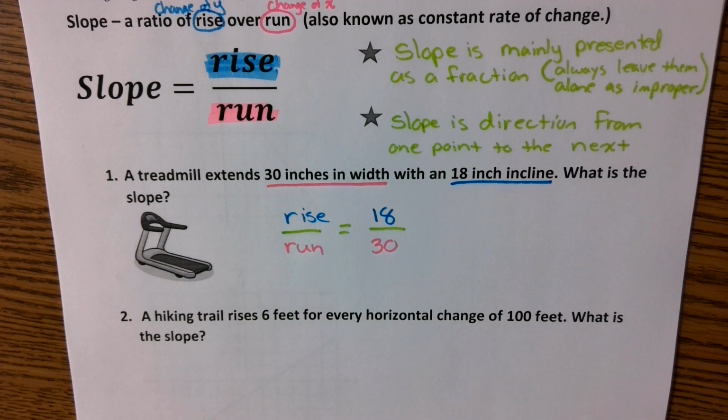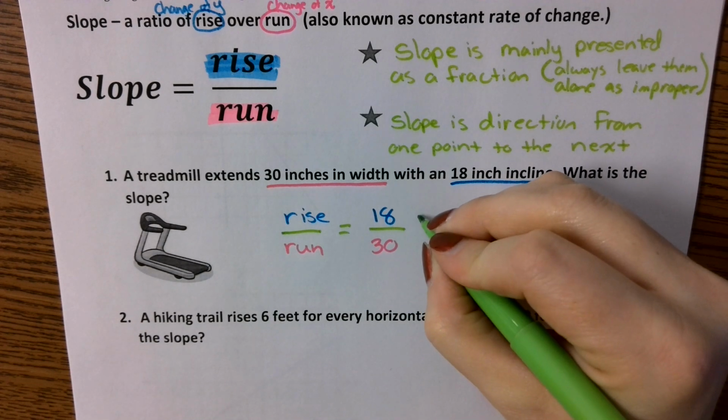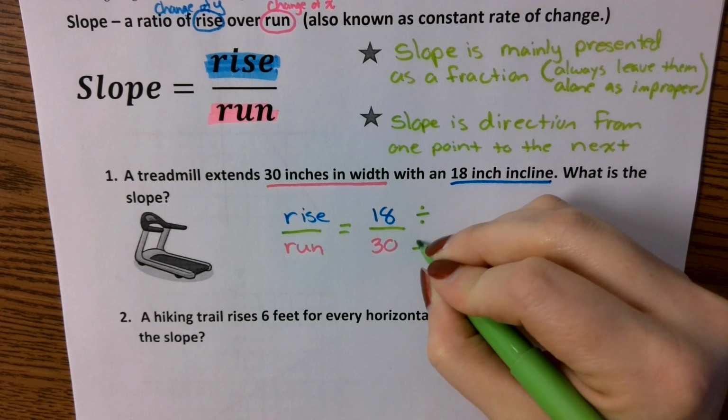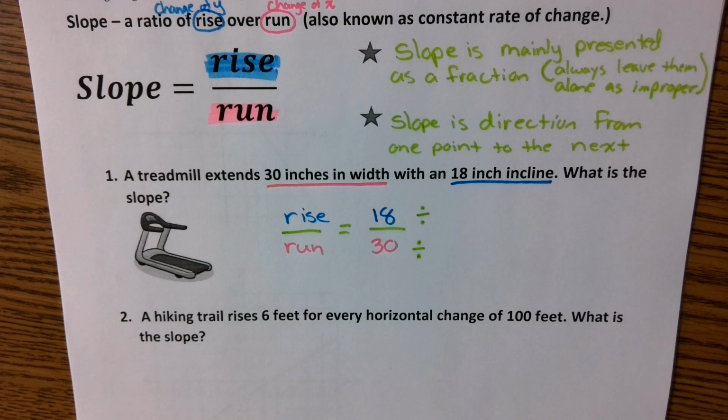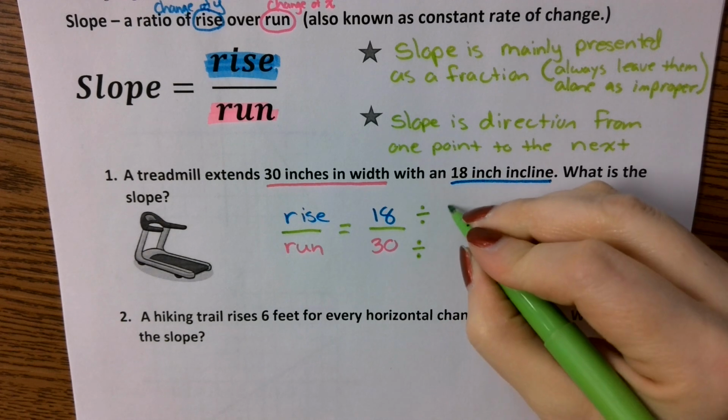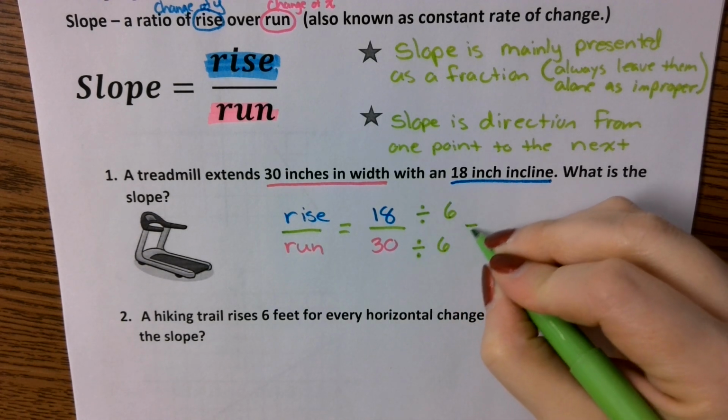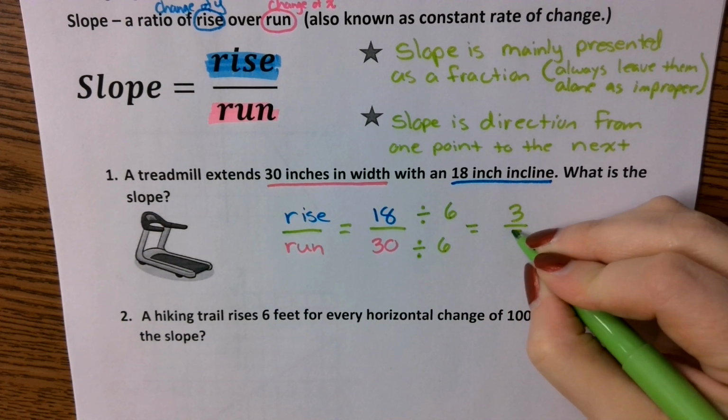Now, you can still simplify. You must still simplify when you're given your fractions. Your slope needs to be in its simplest form. Again, it's okay for it to be improper, but it still needs to be simplified. Both 18 and 30 happen to be divisible by what value? What's the largest common factor that they share? 6. Okay, so they both can be divided by the value of 6. That means we have a slope of 3/5.